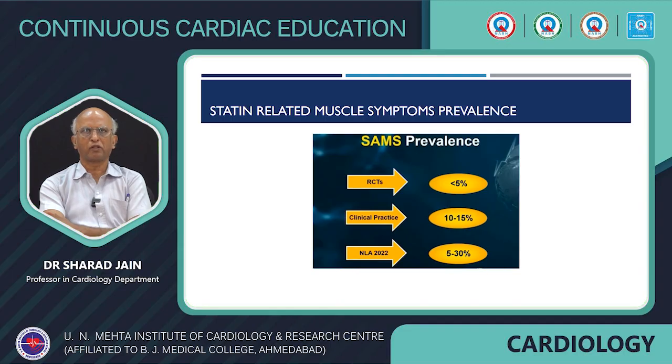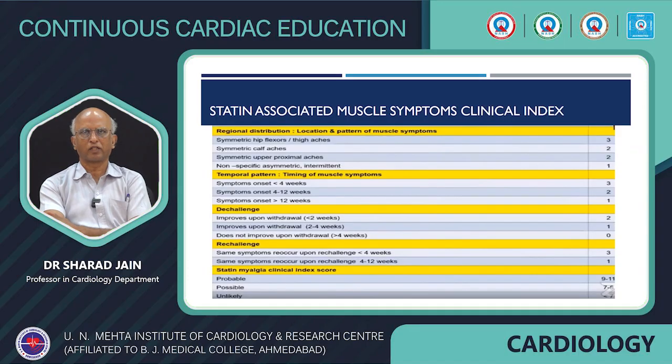So, statin related muscle symptoms prevalence, that is SAMS prevalence, in research clinical trials is less than 5%, in clinical practice it is 10 to 15%, and according to the National Lipid Association it is 5 to 30%.